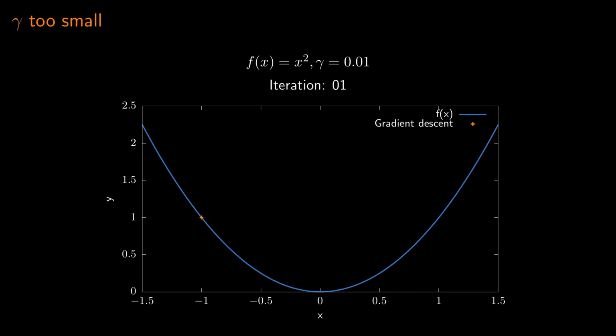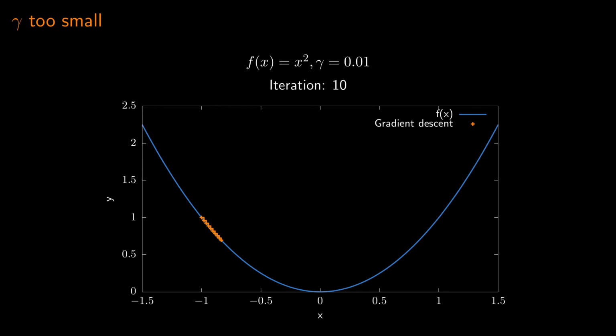Similarly, if we were to make gamma too small, the problem doesn't work. So in this example here, we've put gamma equal to 0.01, and starting from exactly the same point again, x equals minus 1, we see what happens. You see now our steps are really very, very small indeed. So after 10 iterations, we're nowhere near the actual minimum at x equals 0.